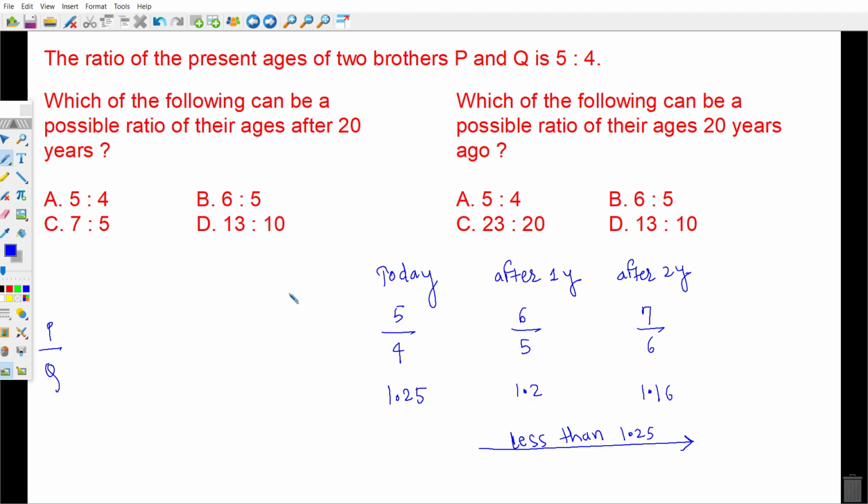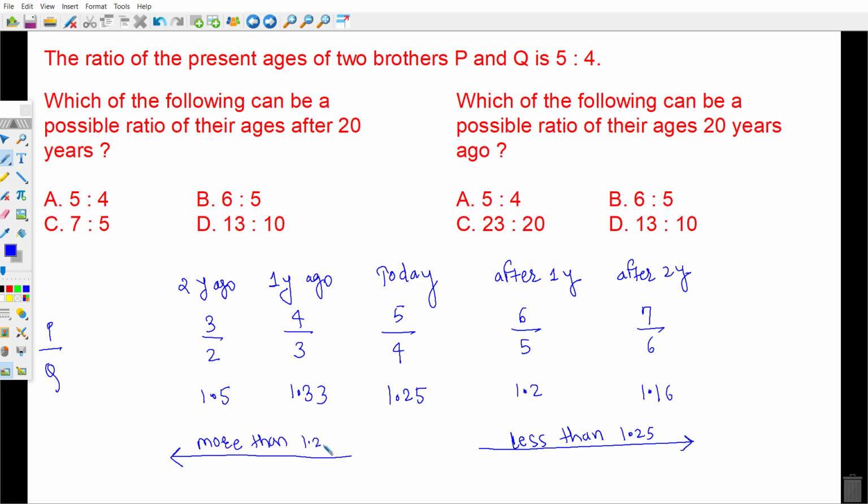Now let's calculate their ages 1 year ago. Their ages are going to be 4 years and 3 years. The value of this ratio becomes 1.33. Let's calculate their ages 2 years ago. Their ages are 3 years and 2 years, that is 3 by 2, that is 1.5. So what we can observe here is, as we are going in past, the value of ratio is more than 1.25.